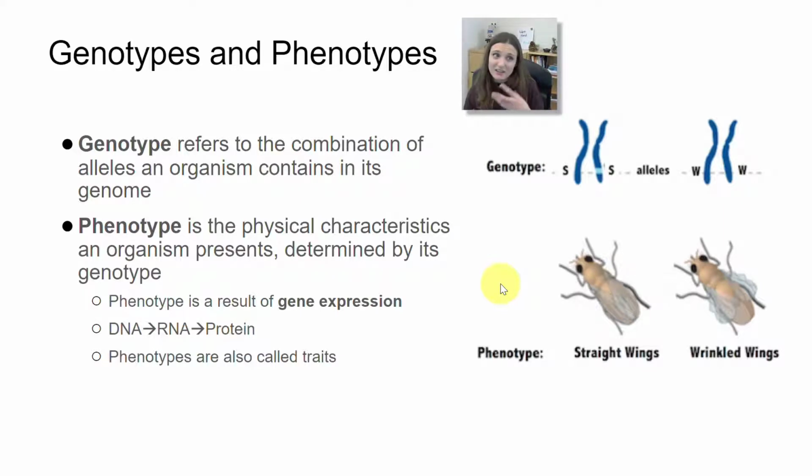The combination of genes or alleles an organism has, the types of alleles that we find in its genome, we call that its genotype. Okay, so genotype, basically gene type, is what that means. So the type of DNA an organism has in its genome is its genotype. The phenotype of an organism is the physical characteristics of that organism, which are determined by the genotype. So a combination of genes determines the physical characteristics, or the phenotype, of an organism.